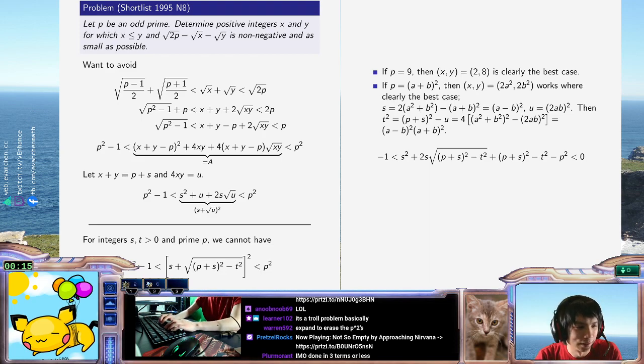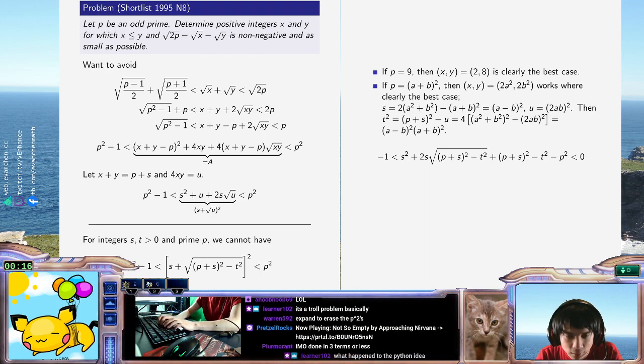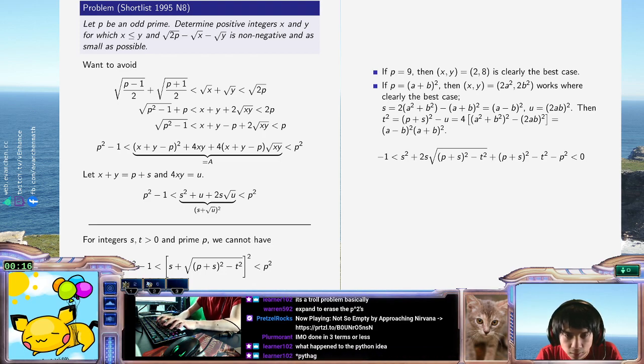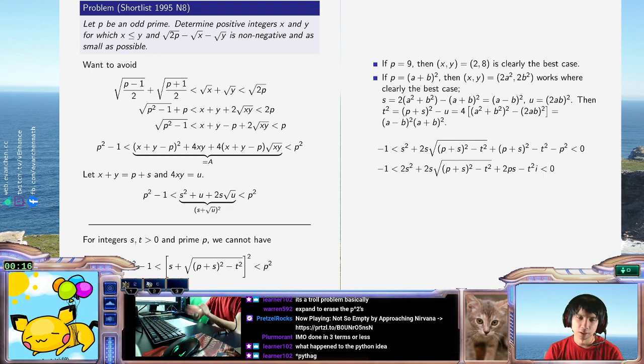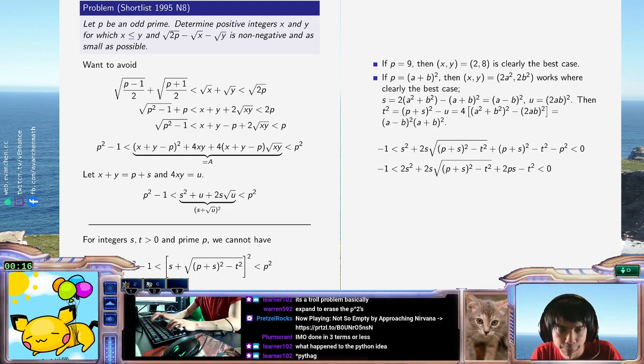I was here a moment ago and I decided... 2s squared. What happened to the Pythag idea? I mean, it wasn't actionable. I could feel like there were Pythagorean triples happening, and I couldn't see what you would do with them. I saw the Pythagorean triples that were happening in the equality cases, but I couldn't act on them.